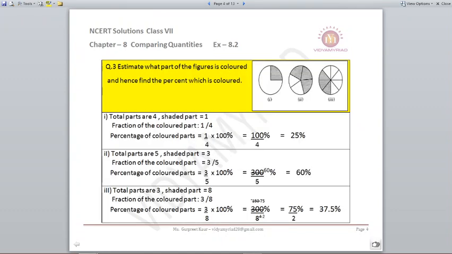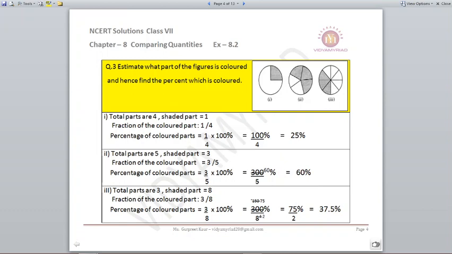Question number 3. Estimate what part of the figure is colored and hence find the percent which is colored. Now if you look at the figure carefully, it is very simple. Just first calculate what are the total parts and then find out what are the shaded parts. If you look at the first figure, they have just marked the quarter. So quarter means, you imagine a pizza, this is 1/4 part of the pizza. So that means total will be 4 parts, shaded part is 1.